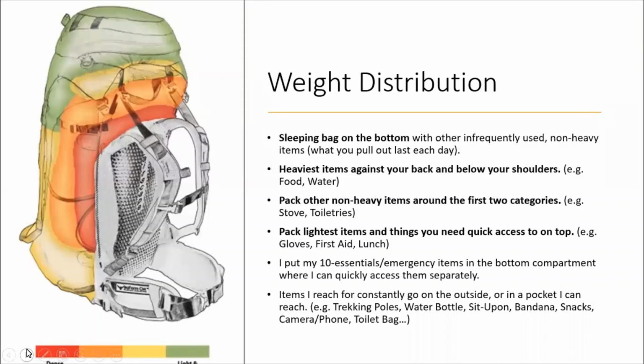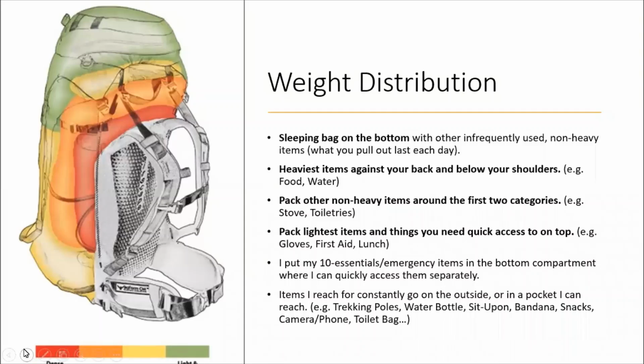Generally, putting your sleeping bag and other squishy, fairly lightweight things down in the bottom of your pack is a good place to start. Think about what will be the last things that you need to pull out at night. So maybe your sleeping clothes go down there with your sleeping bag. And then your heaviest items want to be up against your back and below your shoulder blades.